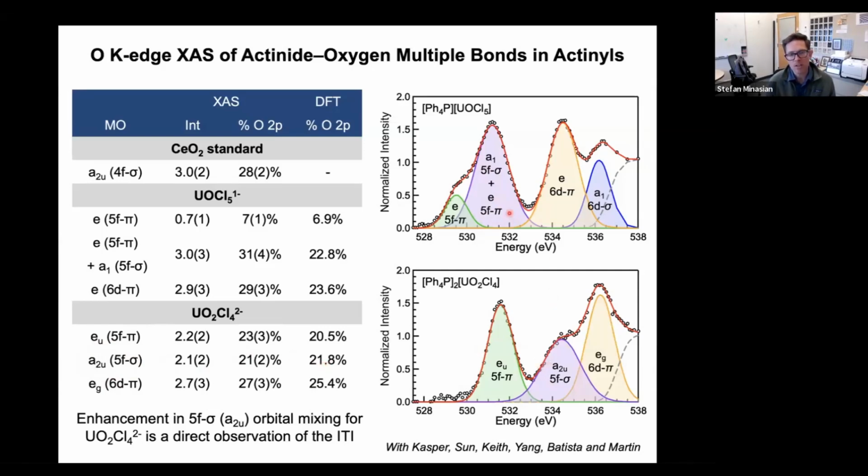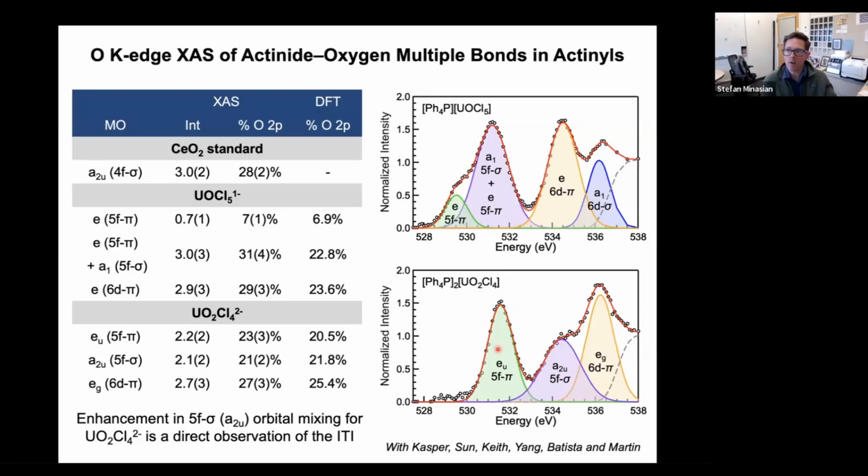And we also see this reflected in just the simple change in peak energy. So you can see there's a much larger change in the energy of this transition. It's almost 2 eV, or a little over 2 eV actually, when you go from uranium monoxide pentachloride to the uranyl tetrachloride, whereas the other features change by a smaller amount.